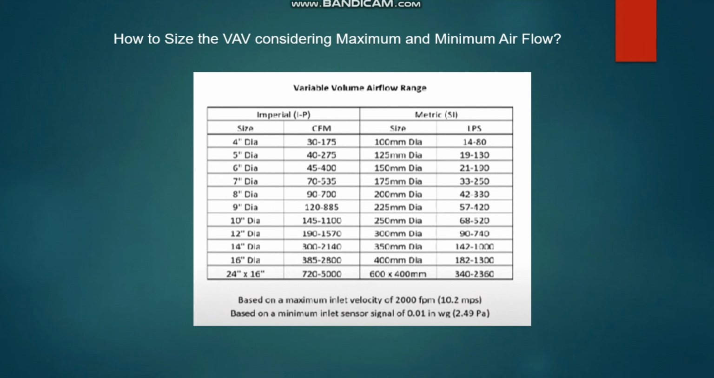You can see here 8-inch dia, 90 to 700. Then in our case I need minimum 100 CFM for the fresh air and the supply flow requirement is 650 CFM. So I can choose the 8-inch size VAV for my application. In this case I combine the maximum velocity and also the pressure differential of 0.01 inch for the manufacturer I consider. If your manufacturer has 0.03, then this value will slightly vary.